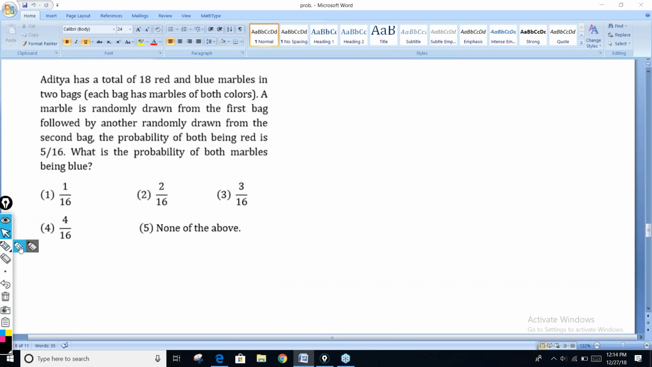This is a difficult question. Aditya has a total of 18 red and blue marbles in 2 bags. So that is the first bag, that is the second bag. Total 18 marbles he has. Each bag has marbles of both the colors, so there has to be both red and blue, at least one of each.